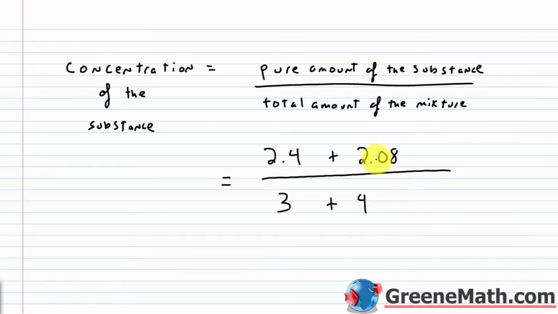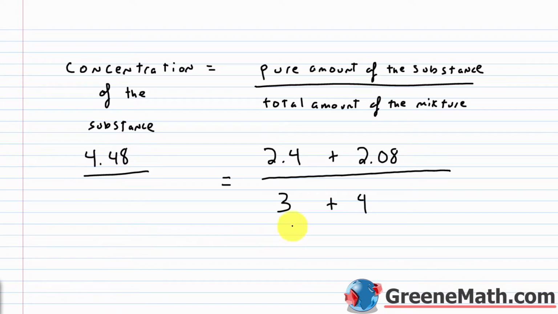So what do we have in the numerator? Again, we have the pure amount of alcohol from the first mixture plus the pure amount of alcohol from the second mixture. So the numerator is the pure amount of the substance. In this case, it's alcohol. So 2.4 plus 2.08 gives me 4.48.